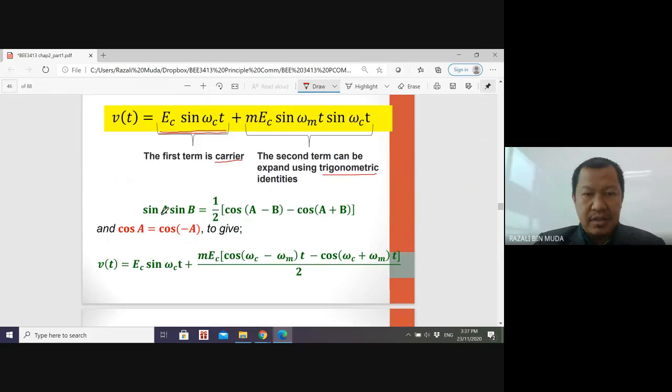Okay, from this trigonometric equation, sine A sine B is equal to half of cos (A minus B) minus cos (A plus B). So cos A equals cos minus A, to give the expansion of this equation. This equation can expand this part. So this represents the second part of the signal. So this is still the carrier.